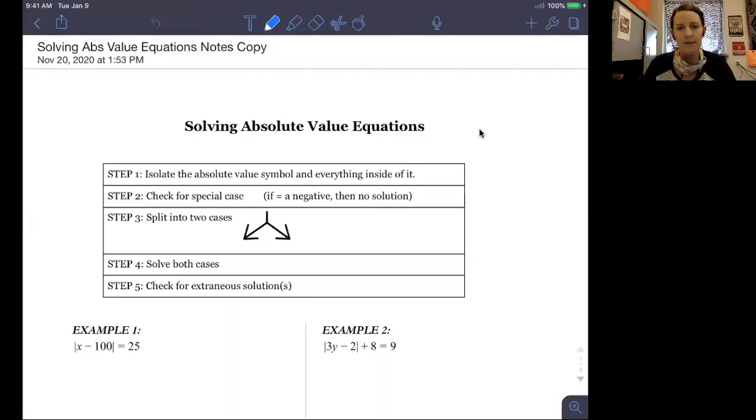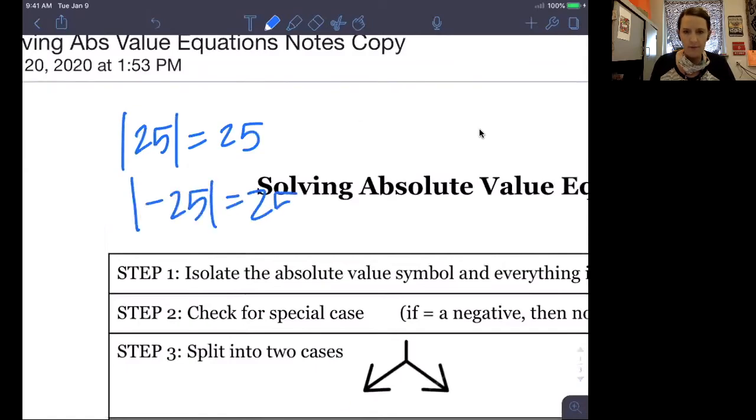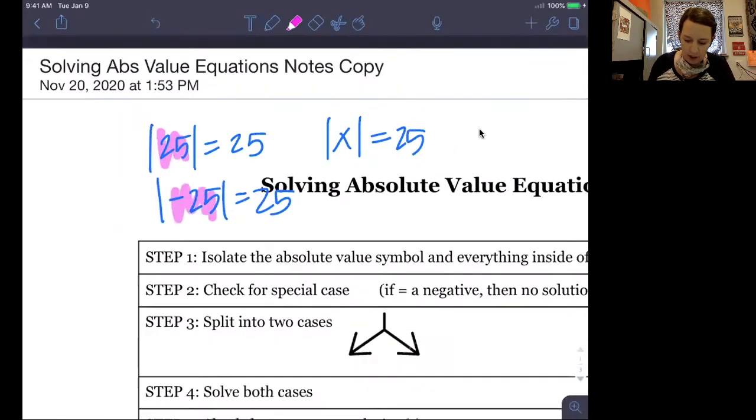So the first thing we need to remember is that the absolute value of any number is going to be a positive value. So for example, the absolute value of 25 equals 25, and the absolute value of negative 25 equals 25. So that's going to be really important because when I tell you that the absolute value of x equals 25, we don't know whether there's a positive 25 or a negative 25 inside of that absolute value. So as we're solving these equations, we're going to sometimes have to consider both of those options, both a positive and a negative value within that absolute value notation.